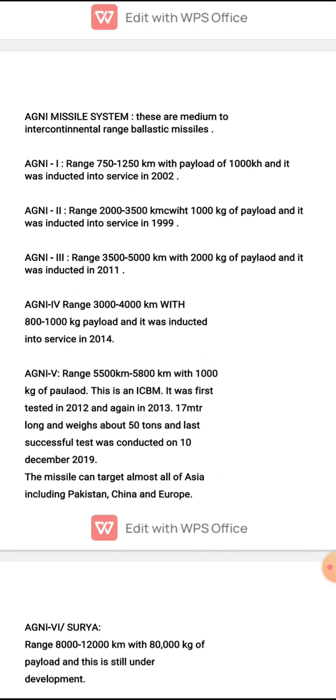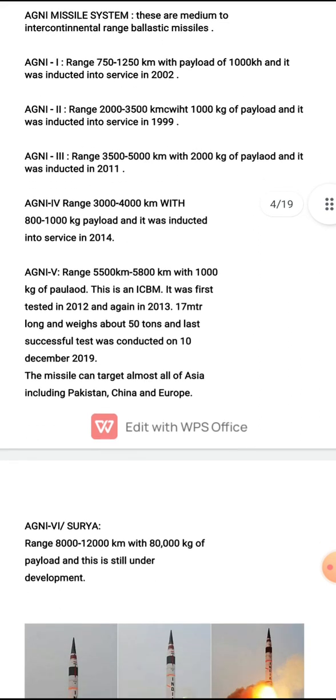It is an intercontinental ballistic missile, which means it can fire from India, one continent, to another continent. It can hit the target almost all of Asia, including Pakistan and China. It can also hit Europe. It can also carry 1000 kg of payload. It can carry nuclear warheads. It was first tested in 2012 and again in 2013. It is 17 meters long and weighs 50 tons. It was last successfully tested in December 2019.